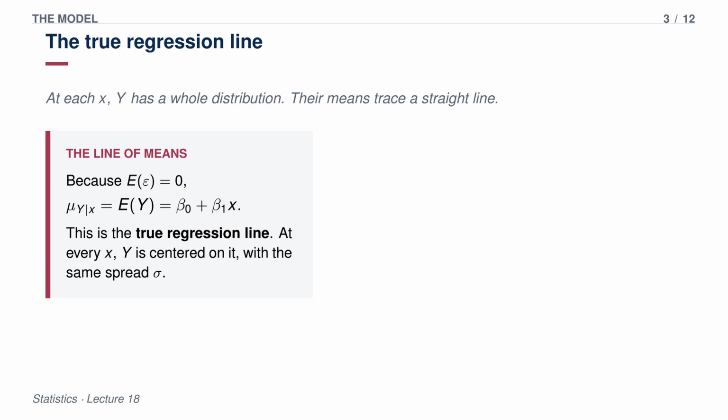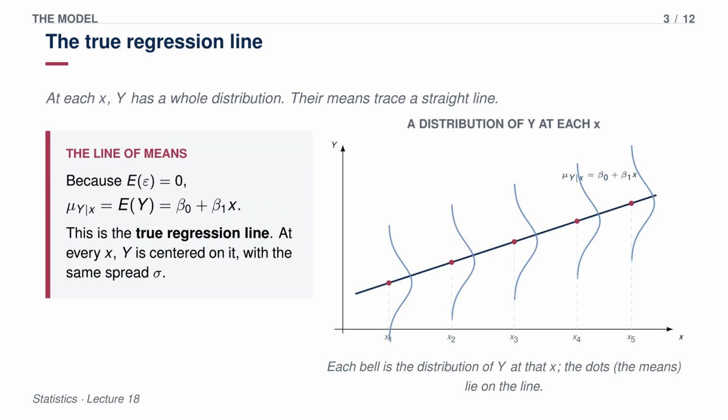Here's a subtlety worth sitting with. At each fixed x, y isn't one number. It's a whole distribution of possible values. But those distributions have means. And here's the key fact. Because epsilon averages to 0, the mean of y at x is exactly beta-naught plus beta-1x. Mu, given x, equals beta-naught plus beta-1x. That's the true regression line, the line of means.